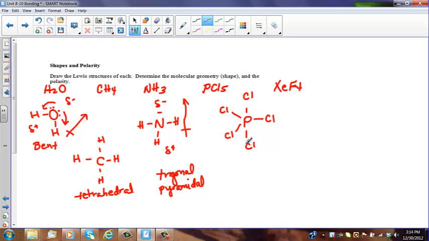So I have 5 pairs. This one is called trigonal bipyramidal. Remember, this is the one that's got the 3 in the plane. The 3 Cls in the middle are 120 degrees, and then you've got the pencil coming up through the bottom, and those are 90 degrees to the plane. So this is trigonal bipyramidal.